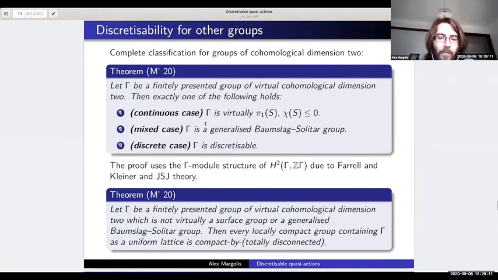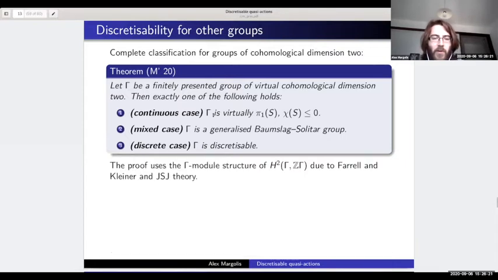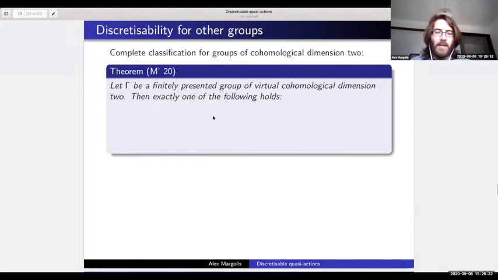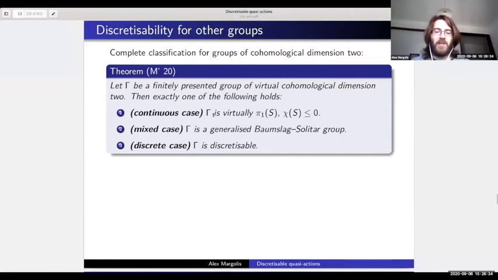Can I? Would that record it? It's so also either a lattice or discretizable. I mean, for this theorem or for the previous one? No, I can't hear. There's this theorem which applies to hyperbolic groups in any dimension, and then there's this theorem here which is just for cohomological dimension 2.